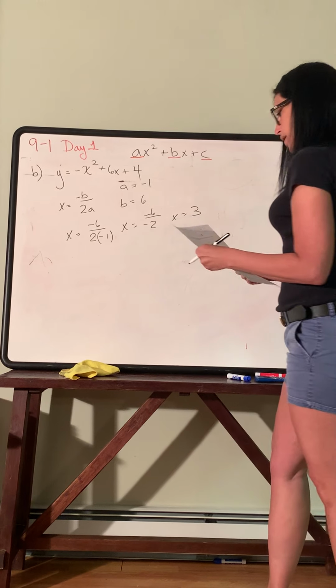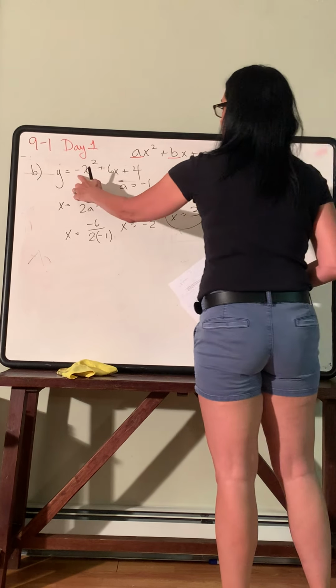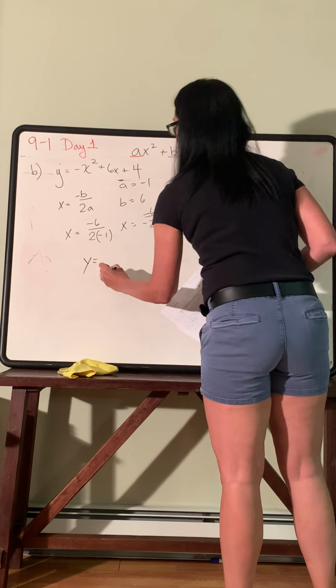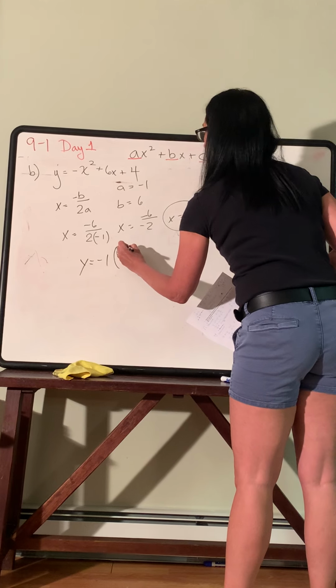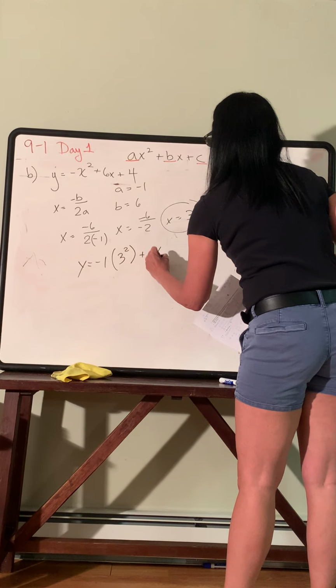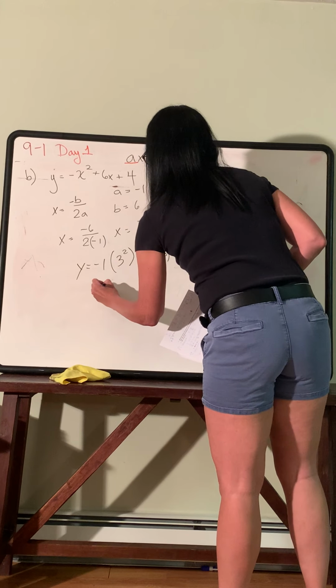So your x equals 3. Then you're going to take this and plug it into here. So y equals, and this is important, negative 1 times 3 squared plus 6 times 3 plus 4. So that's 9, that's negative 9.